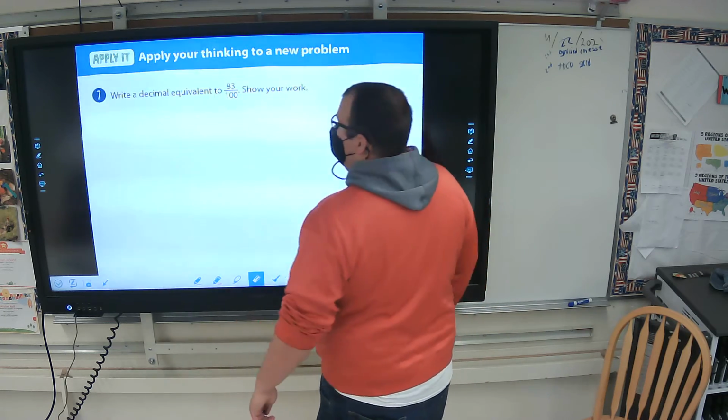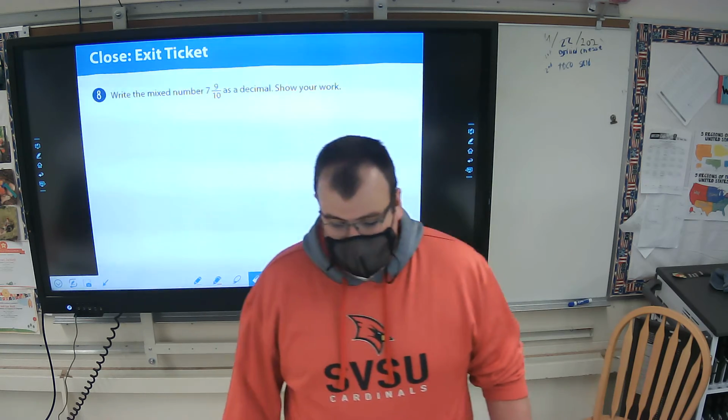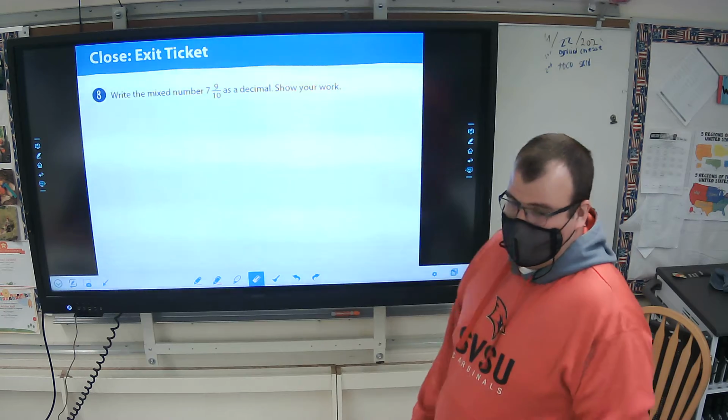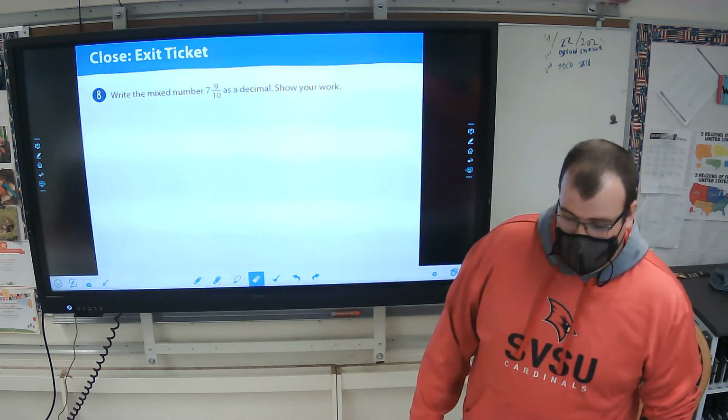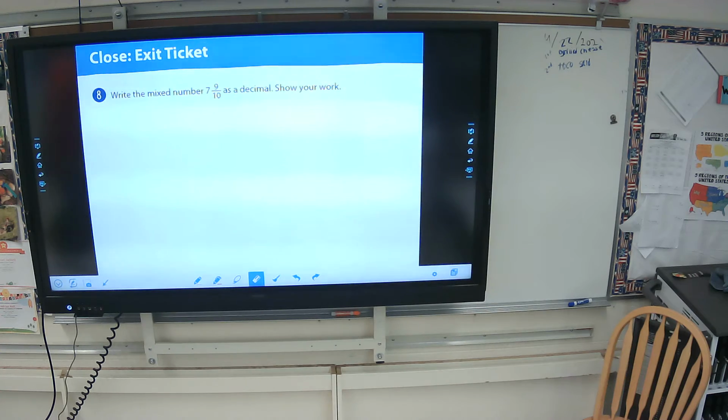And then our exit ticket. Write 7 and 9 tenths as a decimal. So write that mixed number as a decimal. When you get it done, raise your hand. I will come and make sure you got it done right. Once I give you the nod, you can start the green pages.